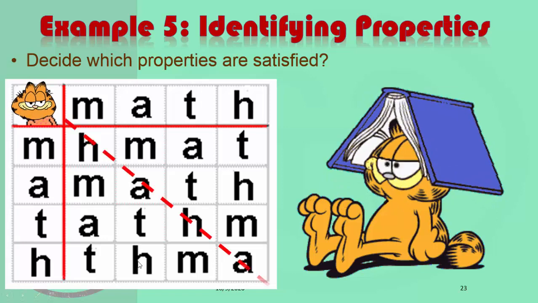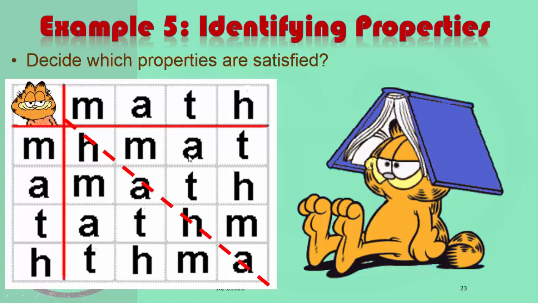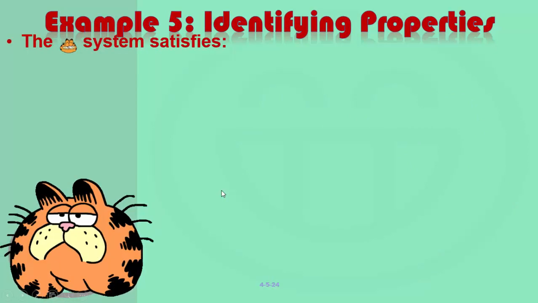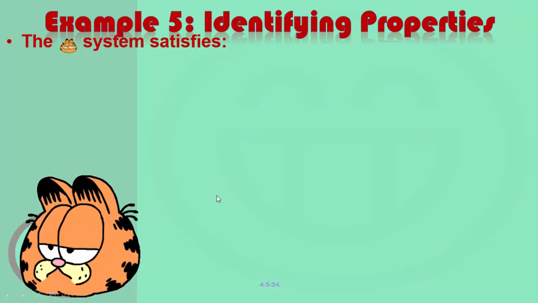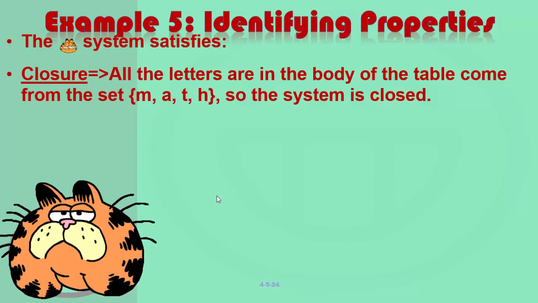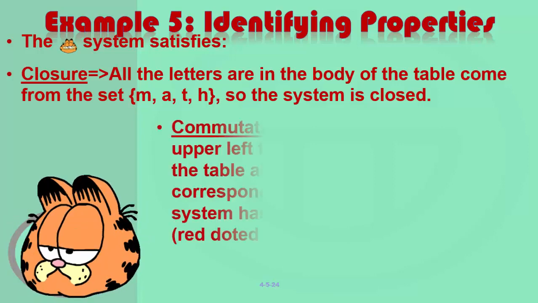Now let's draw a diagonal and see that if we fold along this diagonal line, will the M's match up, the A's match up, the T's, the H's, the M's, etc. And indeed, it looks like they do match up. So that would mean commutativity holds. So the Garfield system satisfies closure. This implies that all the letters in the body of the table come from the original set M, A, T, H, so the system is closed.